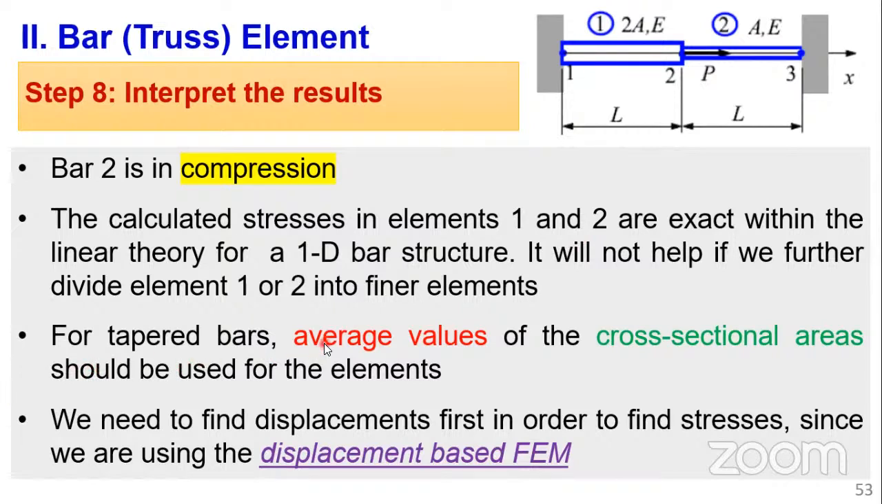If you are given a tapered bar, you need to get the average value of the cross-sectional area so that you can obtain the elemental stiffness matrix. And the other one is just a statement that we need to find the displacement first in order to find stresses, since we are using the displacement-based finite element method, the direct stiffness method. That's why before we could get the stresses, we obtained the displacement first. And that's it. It's as simple as it can be.